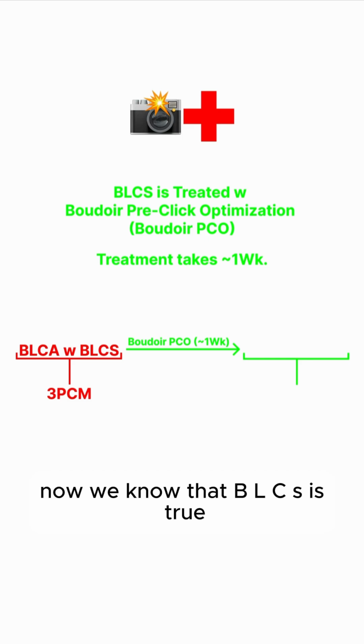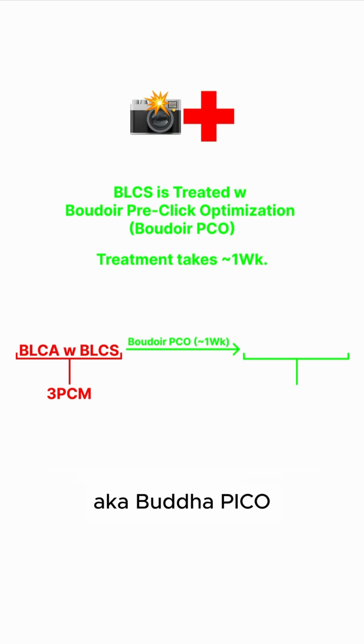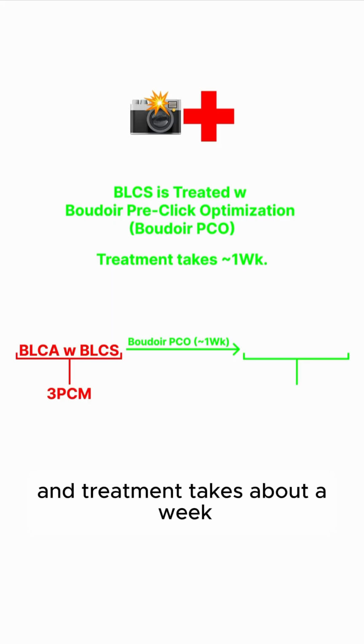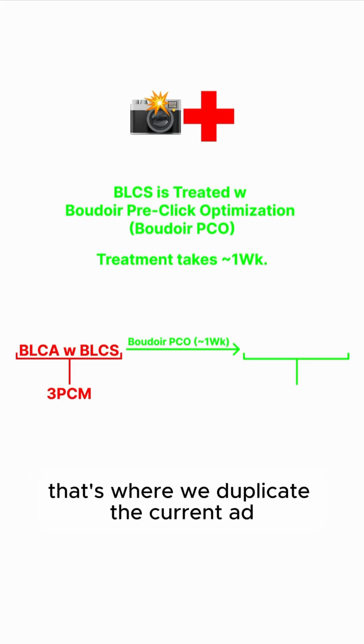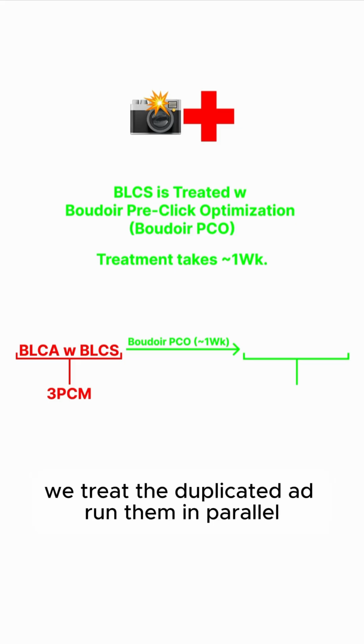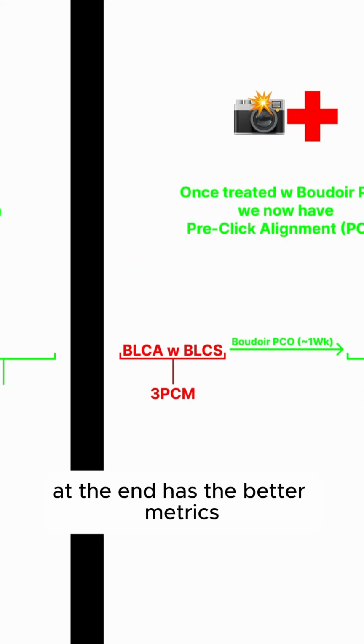Now, we know that BLCS is treated with Boudoir pre-click optimization, aka Boudoir Pico, and we know that because we invented it. And treatment takes about a week. That's where we duplicate the current ad. We leave the current ad running, duplicate it, and treat the duplicated ad. Run them in parallel. Keep whichever one is running at the end that has the better metrics.